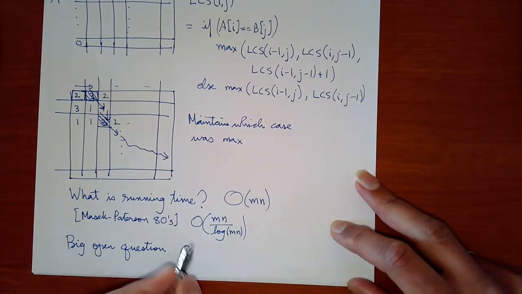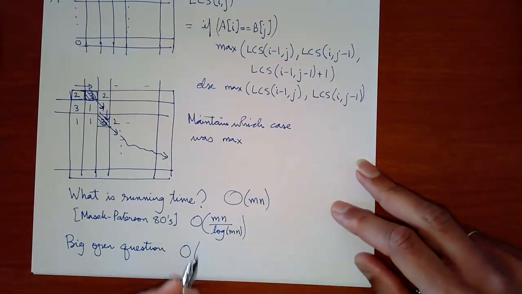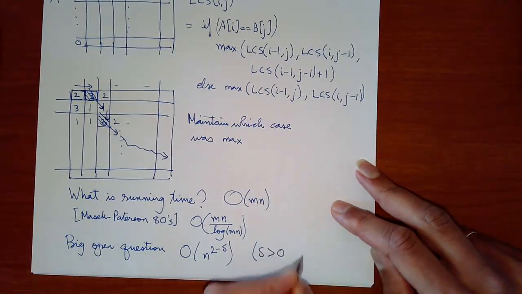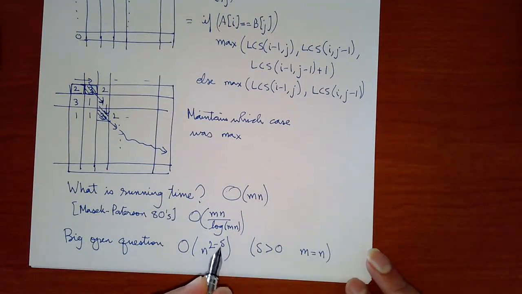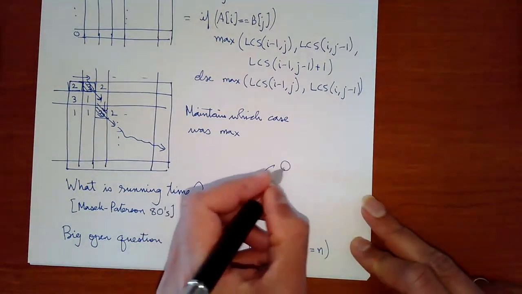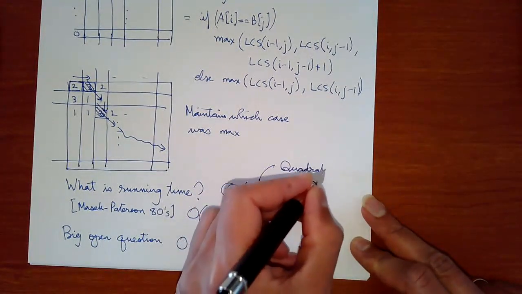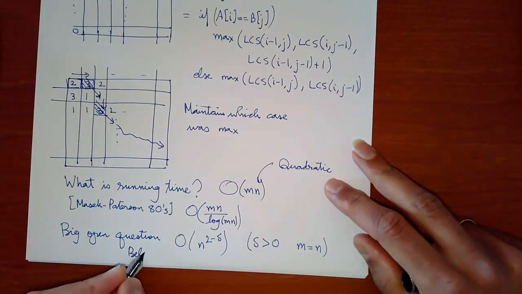The big open question is, can you get essentially anything that is less than this? So think of it as, can you get O of n to the 2 minus delta for some delta greater than 0, where m is equal to n? Think of both strings being the same. Can you get anything better than n squared? Right? Because this is quadratic. This is a huge open question. Some people actually believe that this is not possible. There's actually reason to believe that you cannot do this. This is believed to not be possible.